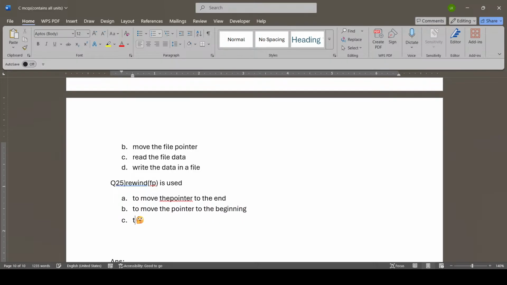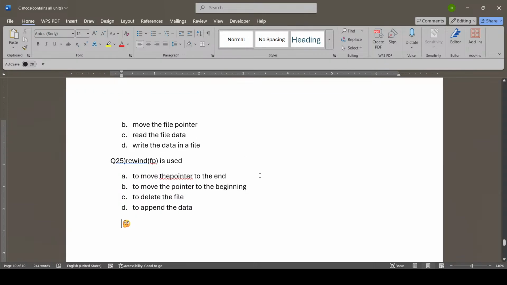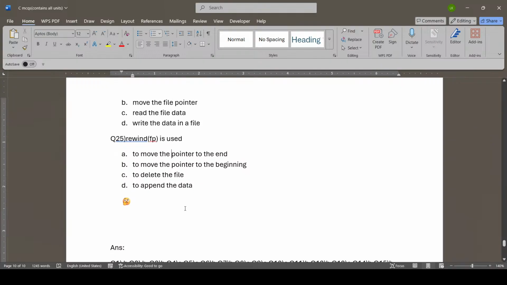Next is to delete the file, and next is to append the data. Okay, tell me the answer to 25. When we use rewind and suppose the file pointer is fp, what does this mean? Does it move the file pointer to the end, or to the beginning, or delete the file, or append the data? Question 25.